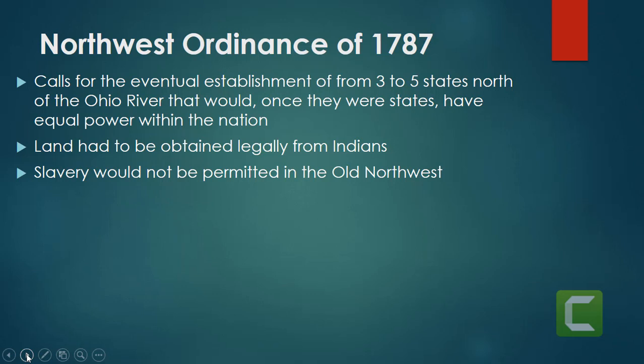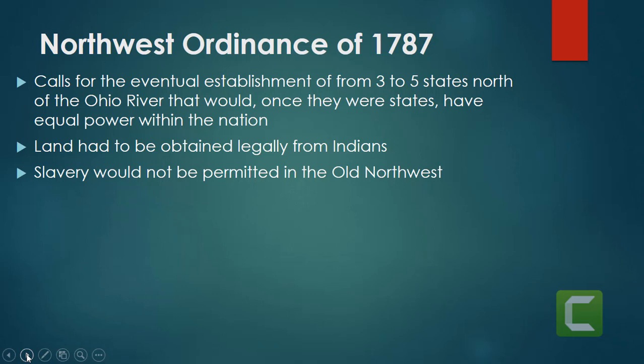So first it said there would be anywhere from 3 to 5 states north of the Ohio River that would eventually be carved out of that sort of big mass that was simply called the Ohio Valley. So anywhere from 3 to 5. And more importantly, that once they were states and once they joined the Union, they would have equal power within the nation. And this is an important precedent because they could have said that, no, the old colonies, the original 13 states, had all the power and any later states would have less.